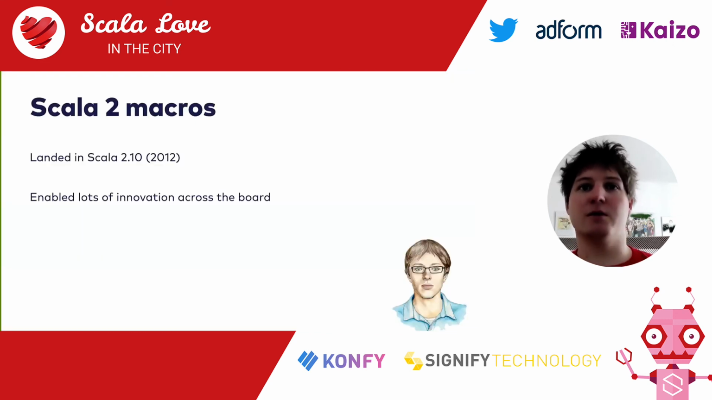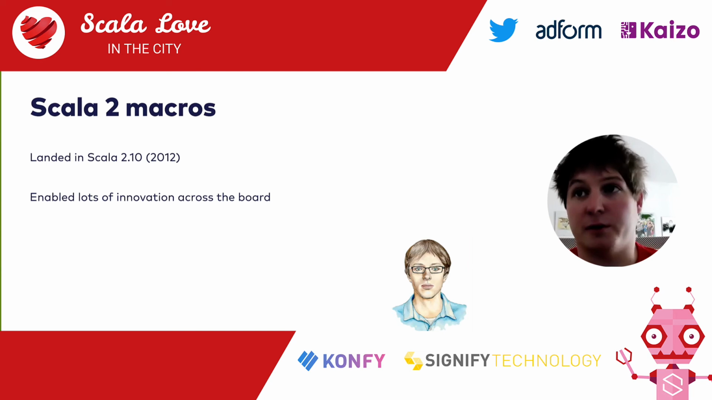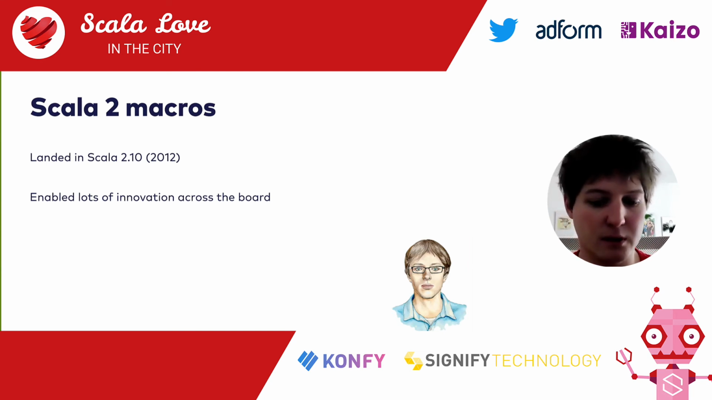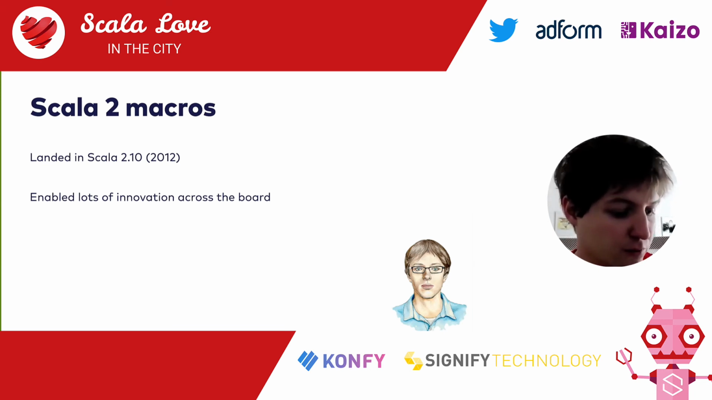So the Scala 2 macros landed in Scala 2.10, which was in 2012, and the guy who made them happen is on the slide. This is Eugene Burmako. And this was also his PhD thesis. And it enabled lots of innovation across the board. So many people started writing awesome stuff with macros. There's a ton of libraries out there that could do cool stuff.